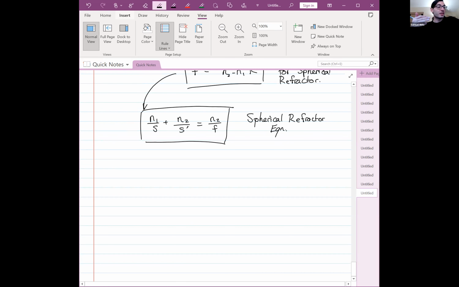And then you could do the exact same sort of analysis for magnification, because we want to find out what the magnification is for a spherical refractor, i.e. how big does the image grow or shrink. Again, you can't use similar triangles, but you can use related triangles whose angles are related by Snell's law.